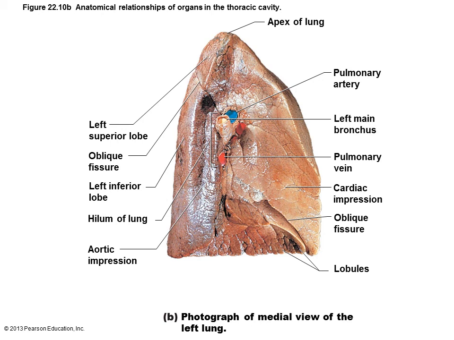Hilum is on mediastinal surface, and this is the site for entry or exit of blood vessels, bronchi, lymphatic vessels, and nerves. Left lung is smaller than right, and cardiac notch has concavity for heart, and is separated into superior and inferior lobes by oblique fissure.